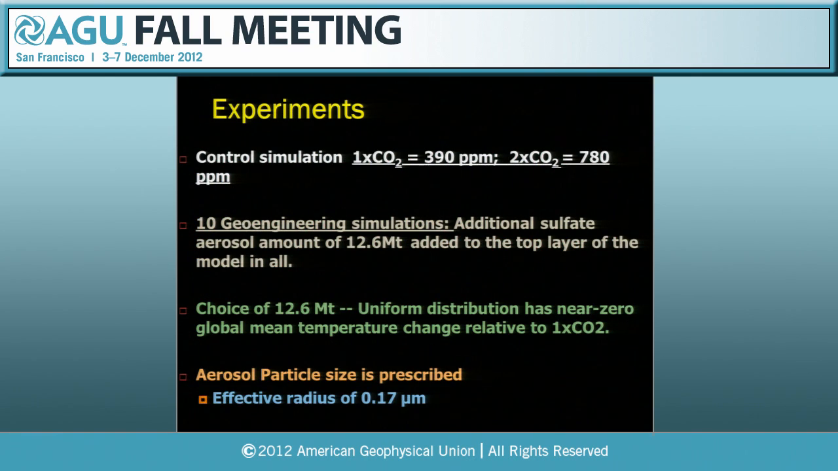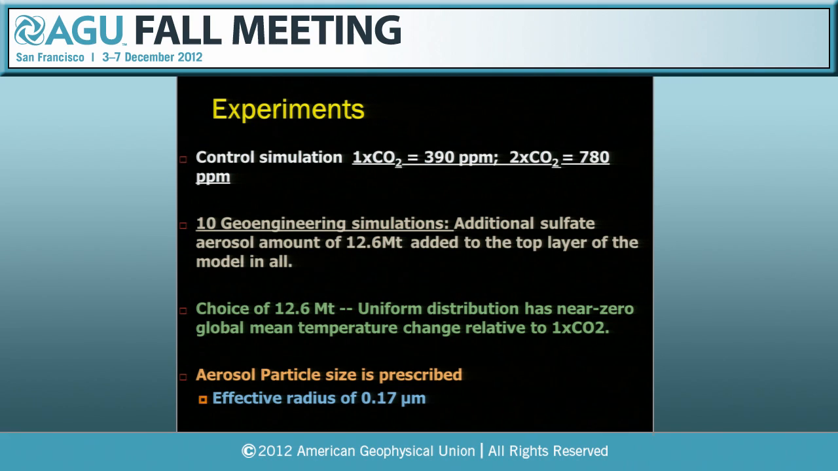Okay, so here are the experiments. The first experiment is the control simulation, where we use the current CO2 value, 390 ppm. In the case of doubled CO2, it is 780 ppm. And then we performed 10 geoengineering simulations. In all those cases, the total amount of aerosol was 12.6 megaton.